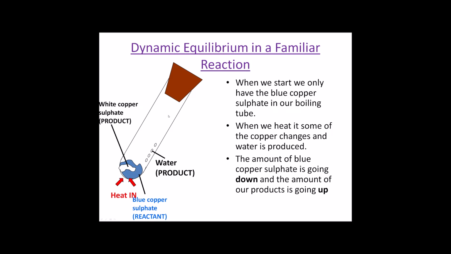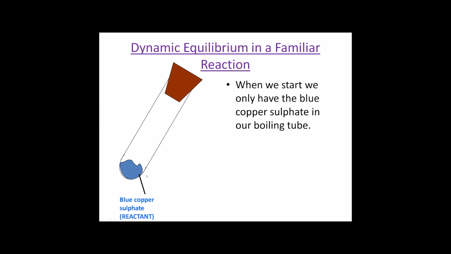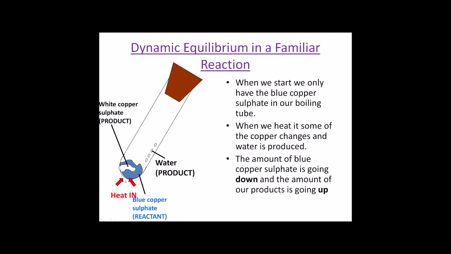And that will float up the side. So what happens at first is the amount of the blue copper sulfate is going down because it's being converted into the white copper sulfate, and the amount of our products, which is the white copper sulfate and the water, is going to go up in this test tube. Because obviously at the start, if we go back to the first one, we only have the blue copper sulfate and nothing else. We've just got our reactant. Now we've got our reactant and we've got some products.